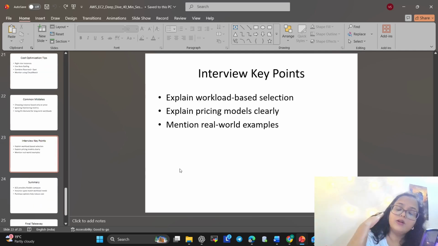Now, interview key points. First, explain the workload-based selection, explain the pricing models clearly, and add real-time examples. If I have not mentioned something here, you can ping me in the comment box and I will provide the details. These days ChatGPT and everything is there, you can refer to that. But if you want me to explain, just comment and I'll explain.